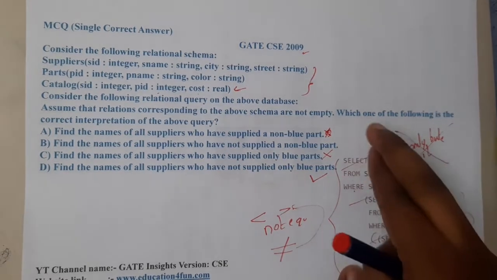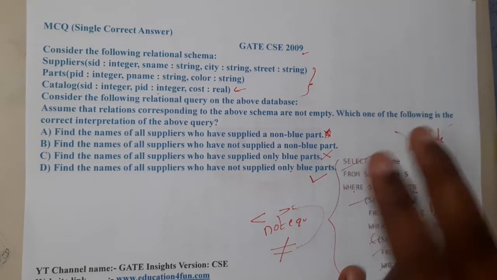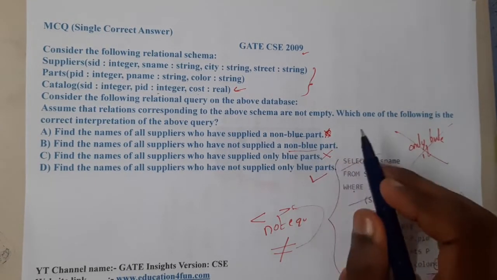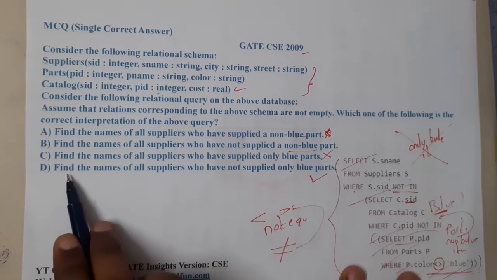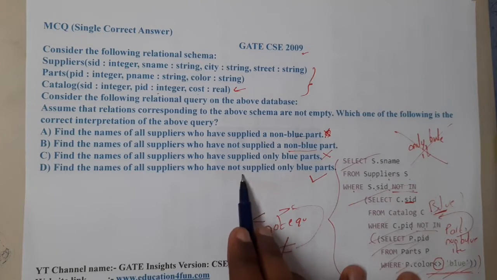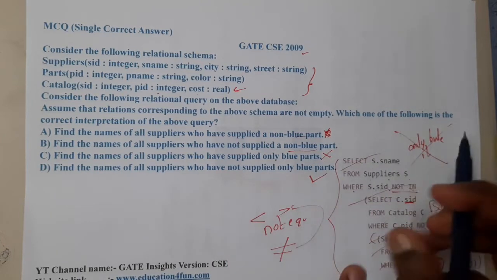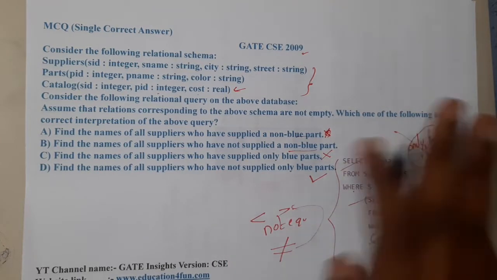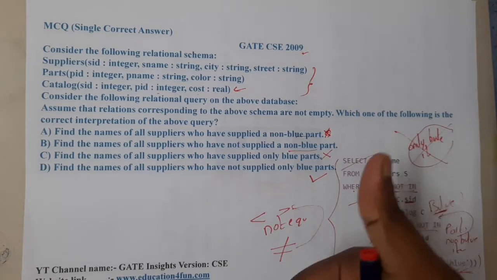These options A and B are really confusing, right? Yes, because they are talking about non-blue parts. Anyway, I'll analyze it, don't worry. So option D is correct, right? I'm sure about it. So find the name of all suppliers who have not supplied only blue parts. So any supplier who is supplying only blue parts is not allowed, guys. So any other thing is allowed.